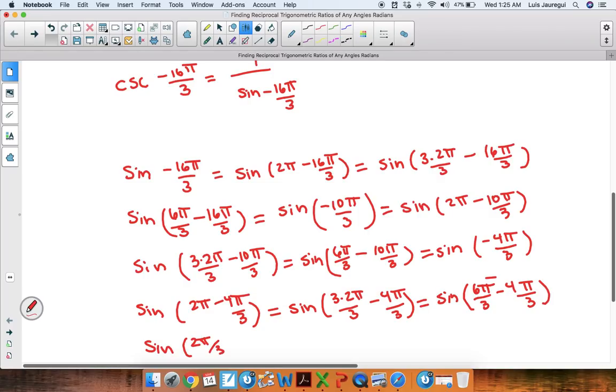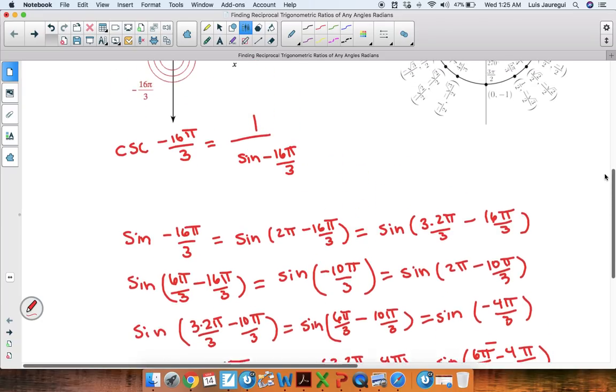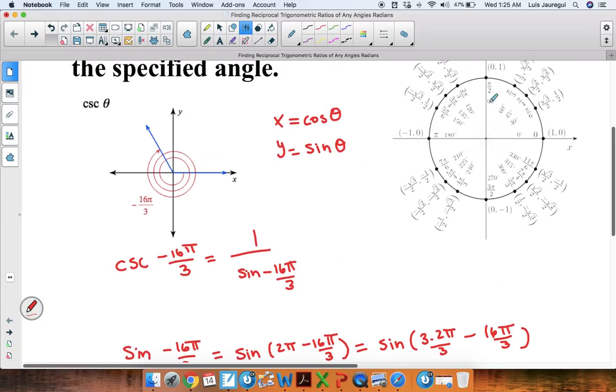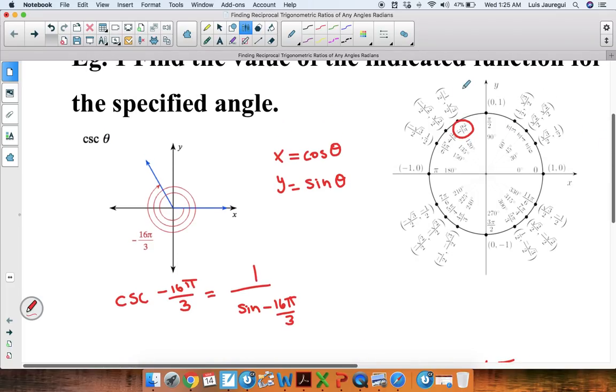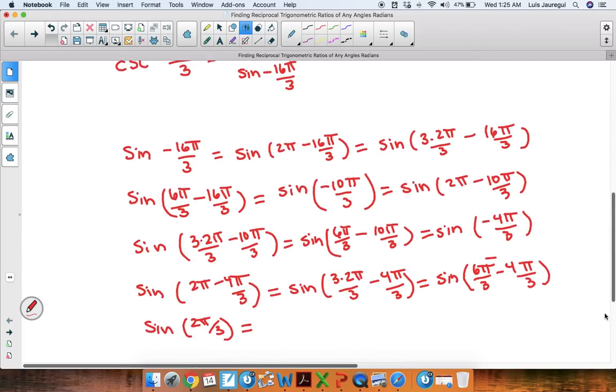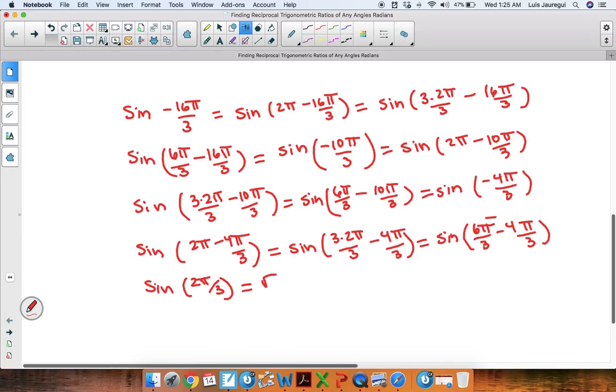Now then, the good news is that now we have an angle on the unit circle. So we look at 2 pi over 3. And notice 2 pi over 3 has x coordinate of negative 1/2. But what we really want is the sine, so we're going to take the y coordinate. So that's square root of 3 over 2.